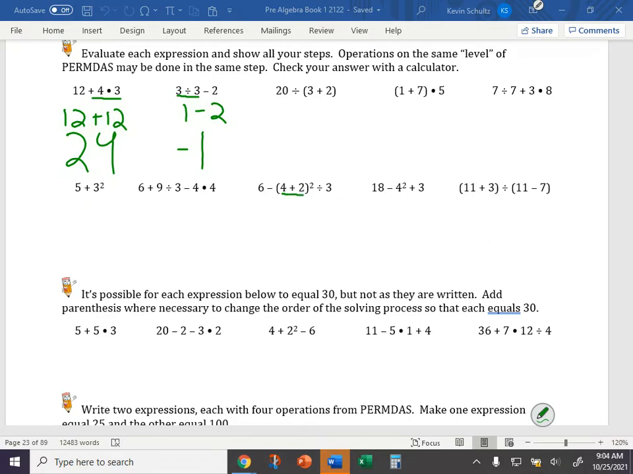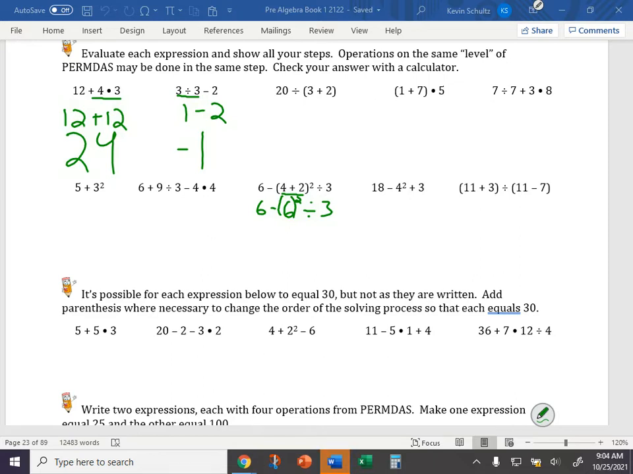Okay. Now I rewrite this to be 6 minus what was in my parentheses, which became a 6. I'm squaring that and dividing that by 3. Okay. If it helps you to write this 6 in parentheses still, just to remind you that's where it came from, you can, you don't have to. But what am I doing next now? Dayton?